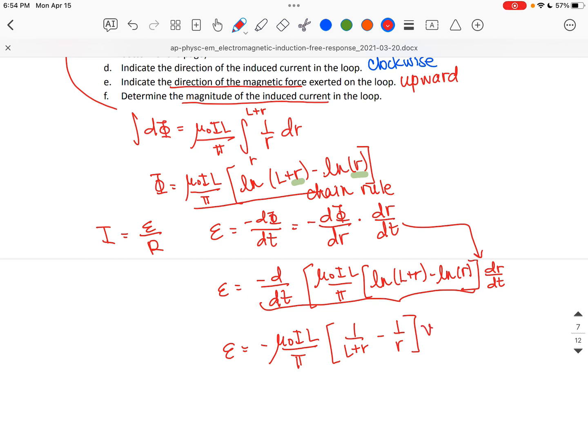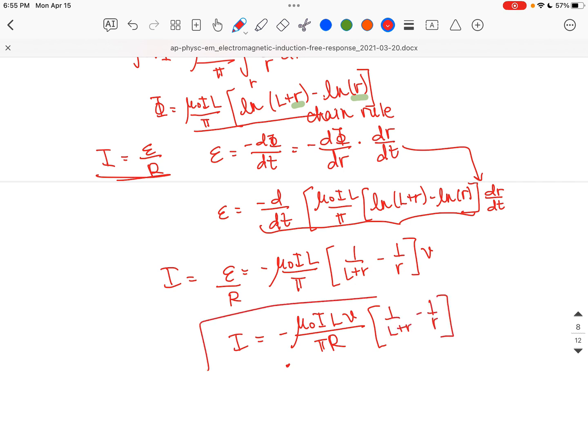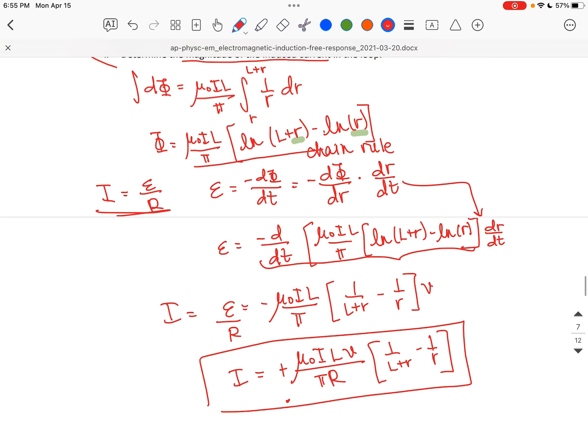So we're not quite done because we have to solve for current. Current is equal to EMF over R. So I am going to just write this out a little bit nicer. Current is equal to negative mu naught I L V, velocity, over pi R, for my resistance, and then 1 over L plus r minus 1 over r. And that would be my final answer. Again, you can just take the magnitude of current. We already established up here that the current was going clockwise, and so this would be your final answer.